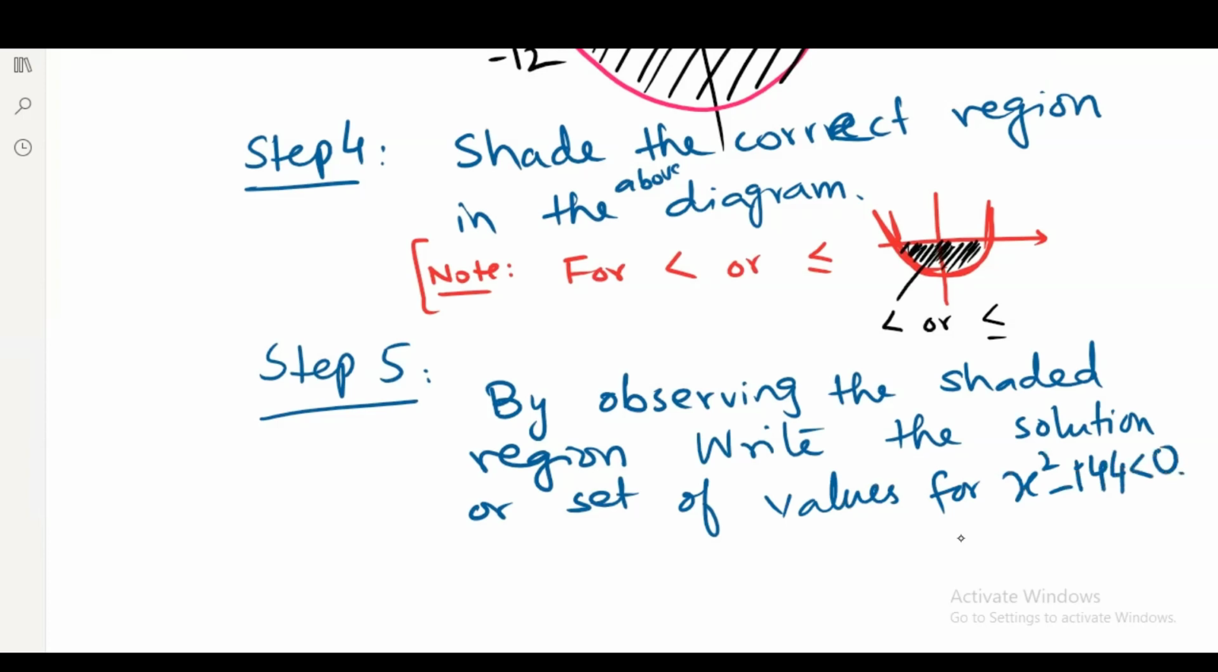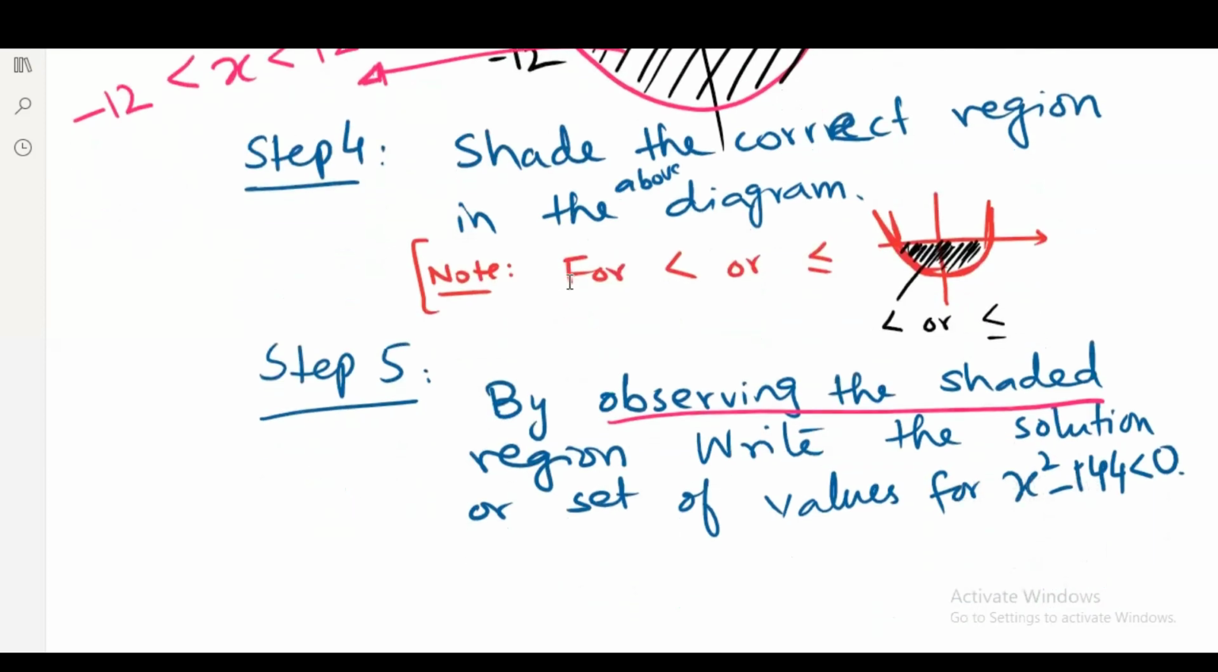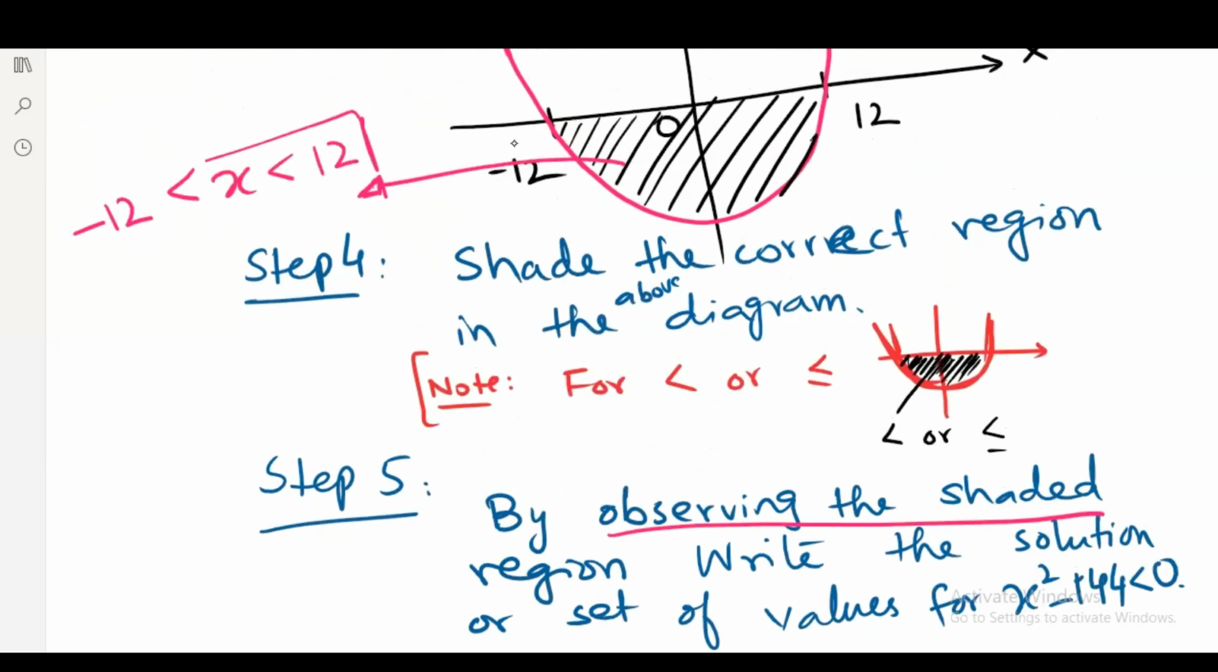So by observing the shaded region here, in the diagram the shaded region is in between minus 12 and 12. Now we can write x in between. The left side value is the lesser value and the right side value must be greater. So x is in between minus 12 and 12. This is the answer for the inequality here. So I'm going to write the answer.